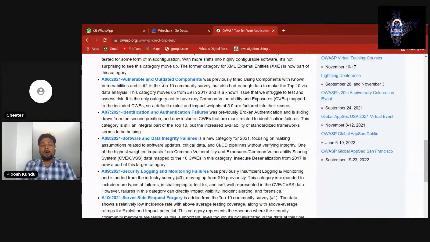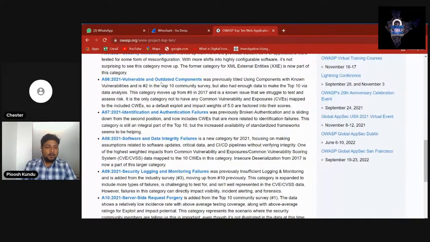In 2021, the seventh position is identification and authentication failures, previously broken authentication, which is sliding down from the second position and now includes the CWEs, or Common Weakness Enumerations, that are more related to identification failures. This category is still an integral part of the top 10, but the increasing availability of standardized frameworks seems to be helpful.